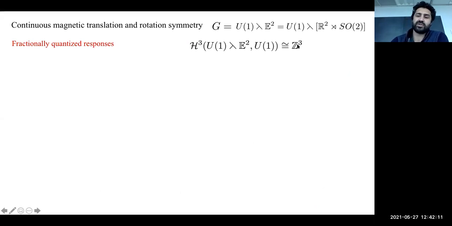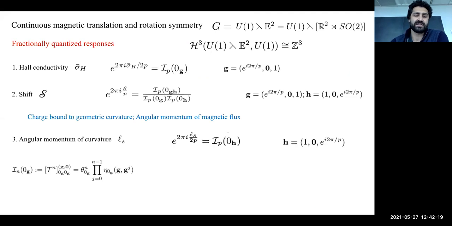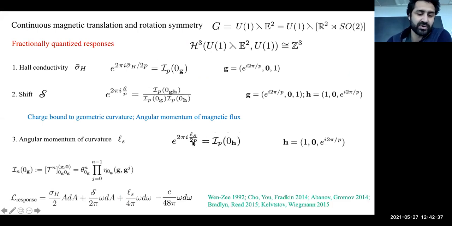This H3 is Z cubed, so there are 3 integers that specify the response in addition to the integer part of the response. So we have Hall conductivity, and we have shift, which gives us the charge bound to geometric curvature, and it tells us the angular momentum bound to magnetic flux. And then we have a third quantity, which is the angular momentum of the curvature. Using the G-cross modular T matrix, we can obtain expressions for all these quantities within the G-cross theory. And all these responses are well known.